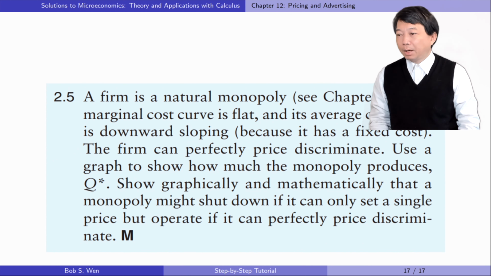Let's address exercise 2.5. A firm is a natural monopoly. Its marginal cost curve is flat, and its average cost curve is downward sloping. The firm can perfectly price discriminate. Use a graph to show how much the monopoly produces, Q star. Show graphically and mathematically that a monopoly might shut down if it can only set a single price, but operate if it can perfectly price discriminate.